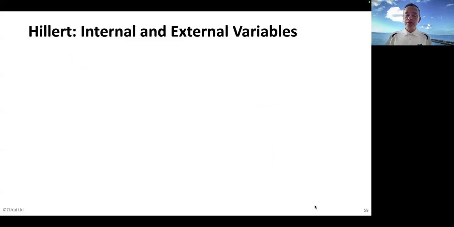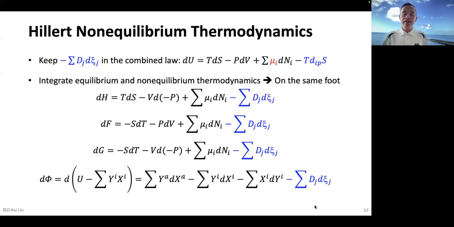And another very important thing in terms of the equation we have here is that what Hillert did was separate the external and internal variables. That is extremely important.